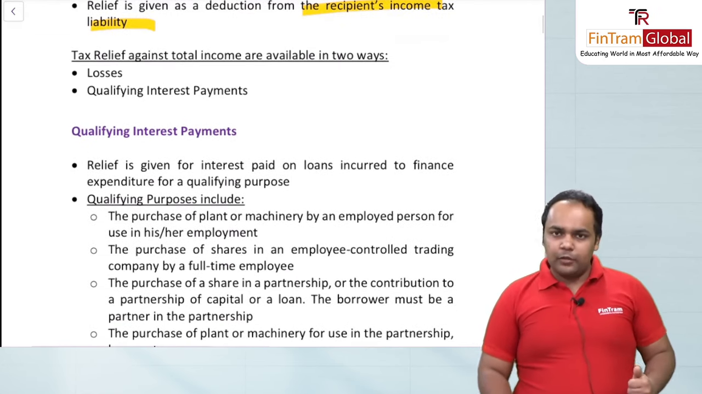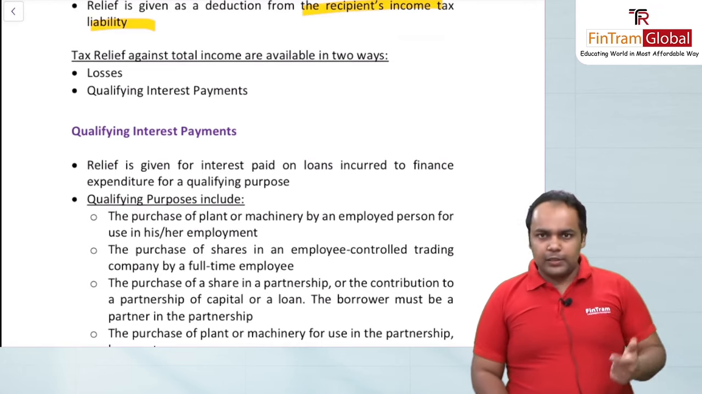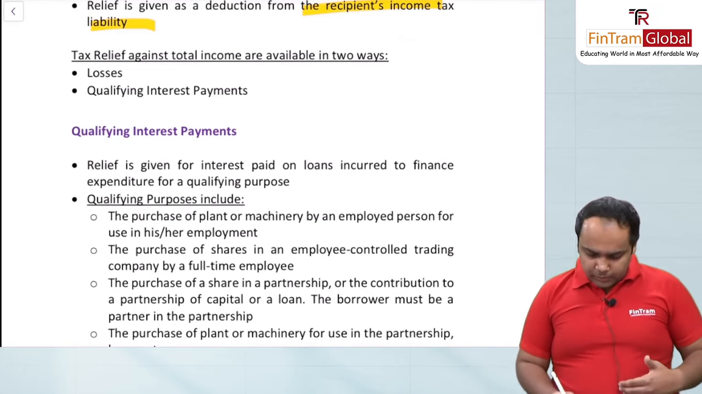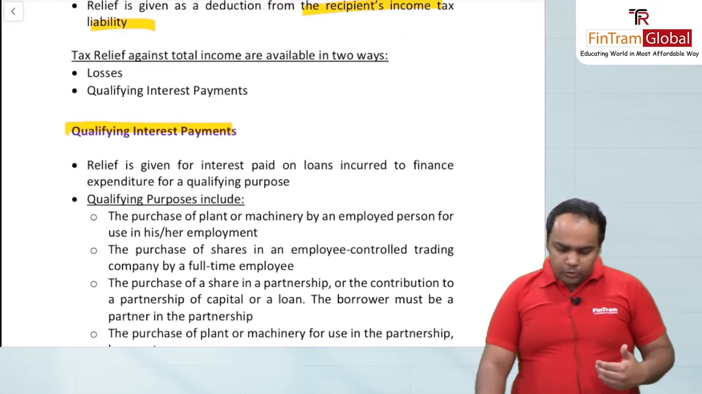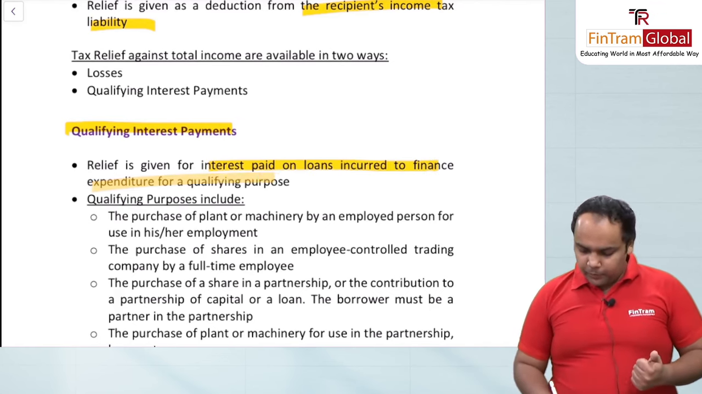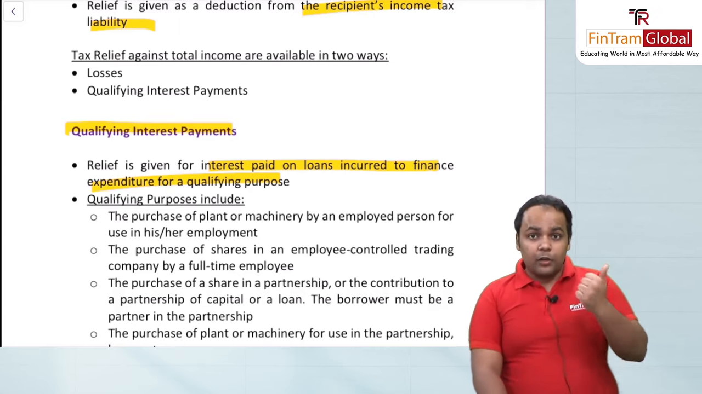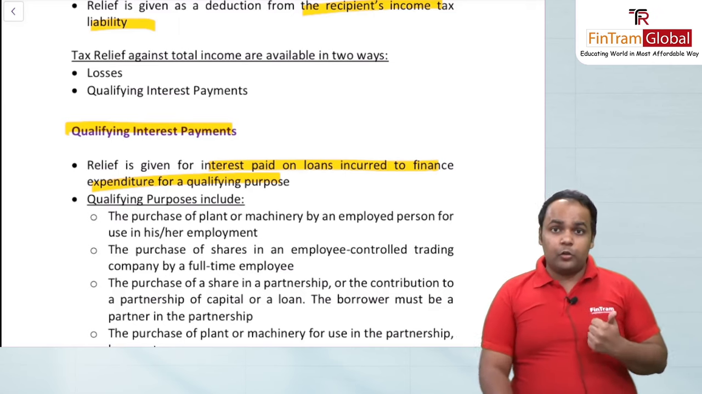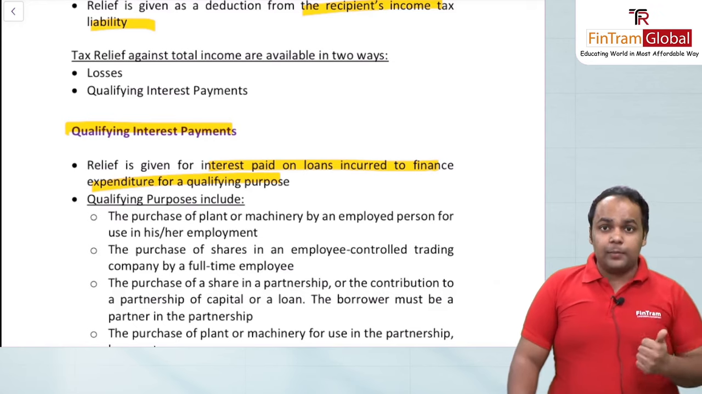There are two kinds of reliefs available to taxpayers: losses and qualifying interest payments. We'll come to losses in just a minute, but qualifying interest payments are interest paid on loans incurred to finance expenditure for a qualifying purpose. You have to remember the qualifying purposes for which interest on a loan is deductible as a relief.